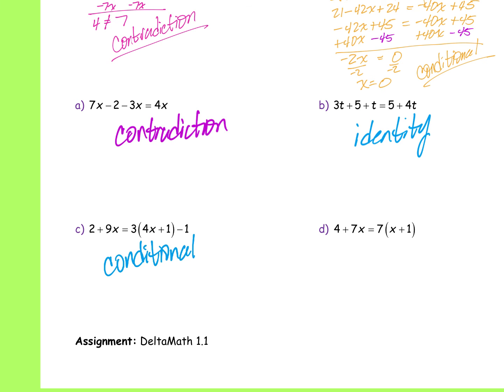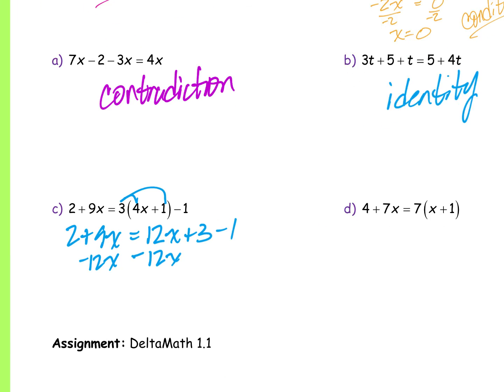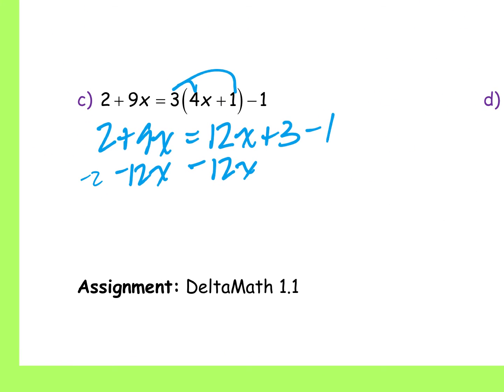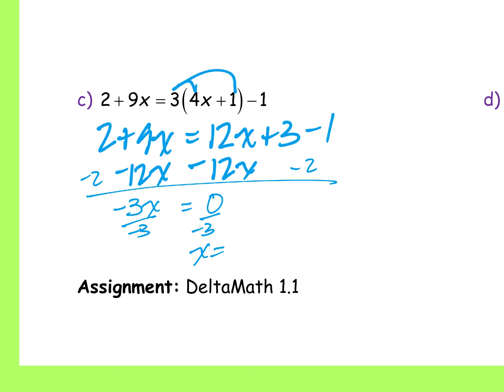Okay. So I distribute the 3 through, right? So I've got 2 plus 9x equals 12x plus 3 minus 1. So I'm going to subtract 12x from both sides. I'm going to make this bigger. And I'm going to subtract 2 from both sides. So I'm going to get negative 3x equals 0. Okay? Divide by negative 3. X equals 0. When I get x equals anything, it's conditional.